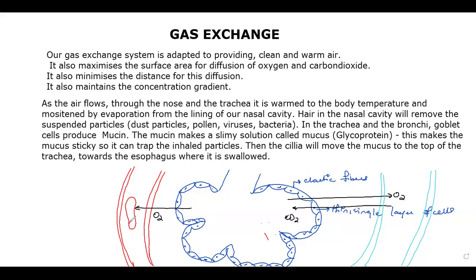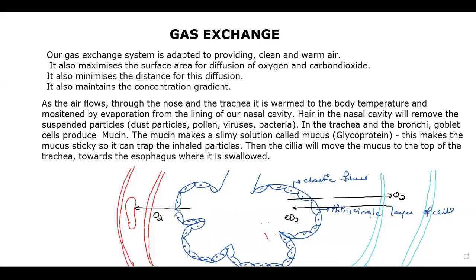So what are the features? This was the feature that we had studied. It maximizes surface area. So how is the surface area maximized? Due to the shape of the alveoli, the number of alveoli, because we have so many alveoli, right? And also the extensive capillary network. Okay. Then we will have minimal distance for diffusion.